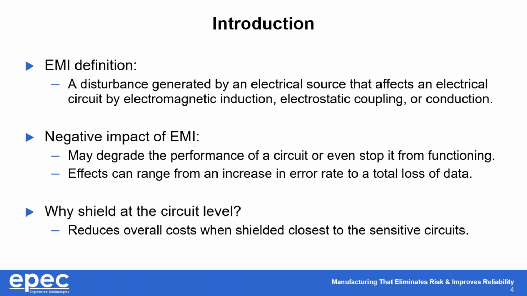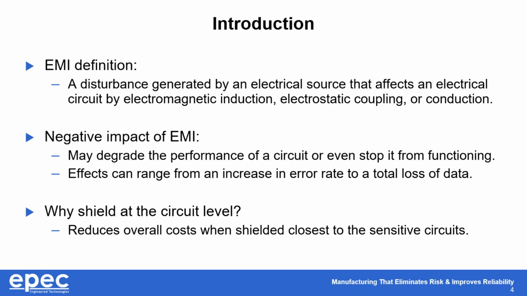So EMI. EMI, by definition, is a disturbance that's created by an electrical source that affects an electrical circuit by either electromagnetic induction, electrostatic coupling, or conduction. The negative impact of EMI is that it can significantly degrade or prevent the performance of a circuit and stop it from even functioning. Its effects can range from an increase in the error rate that's seen in the signals to a total loss of data.